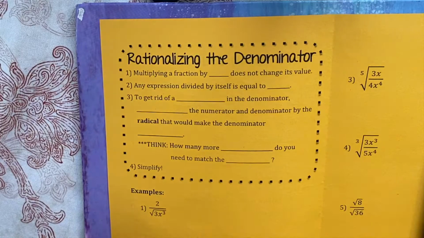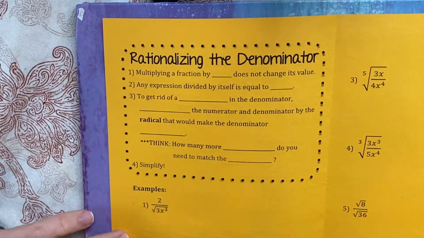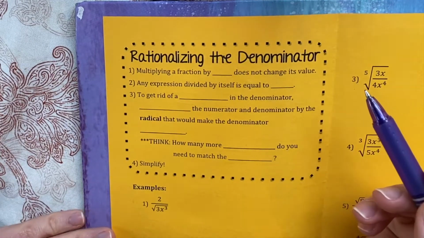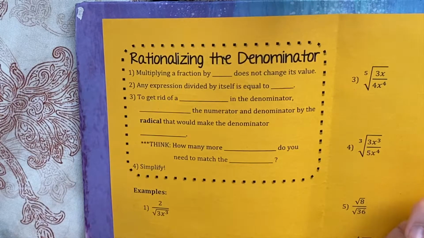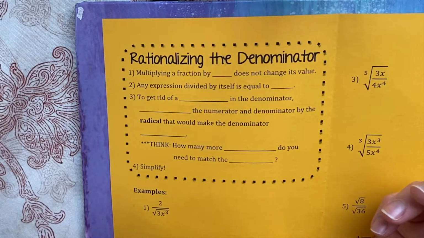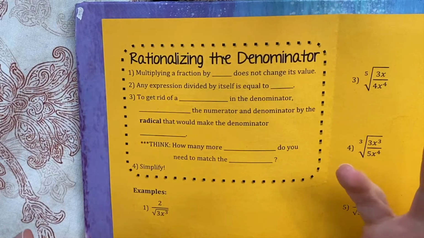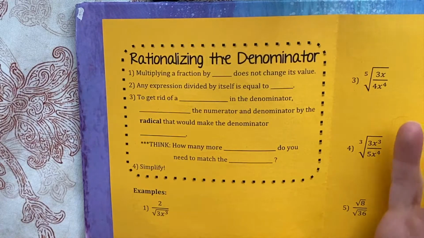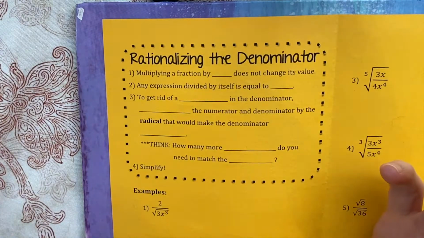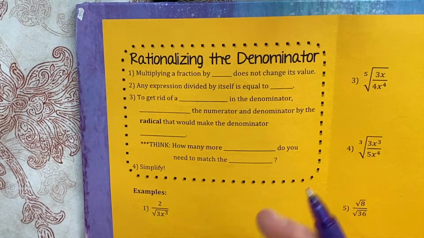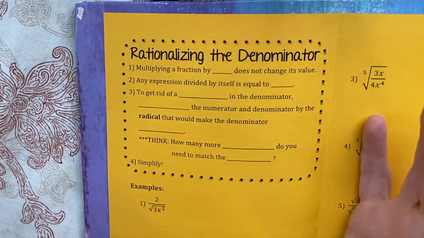Okay, so rationalizing the denominator. Rationalizing the denominator can be a bit of a complicated process, so I'm going to try and make it as simple and straightforward as possible. So in order to do that, I want to talk about the concepts that go behind rationalizing the denominator and why it works out the way it does.